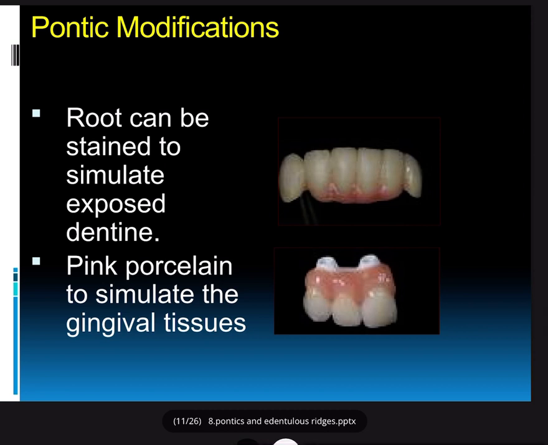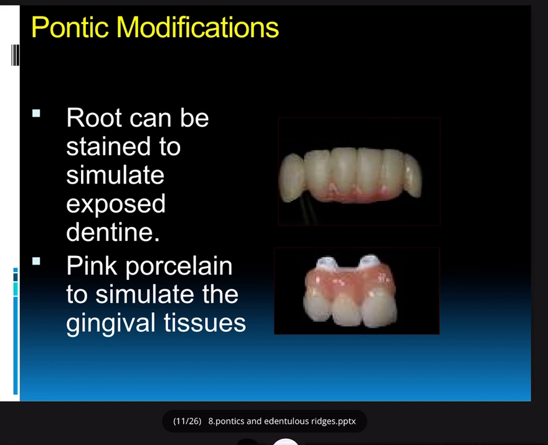So in these conditions, when you know what your residual ridge conditions are, you should know how you can modify these residual ridge defects, because if you know how to correct this, then you are able to make the prosthesis nicely. Otherwise you are not able to make it nicely. There will be some defects here and the patient will not be satisfied.